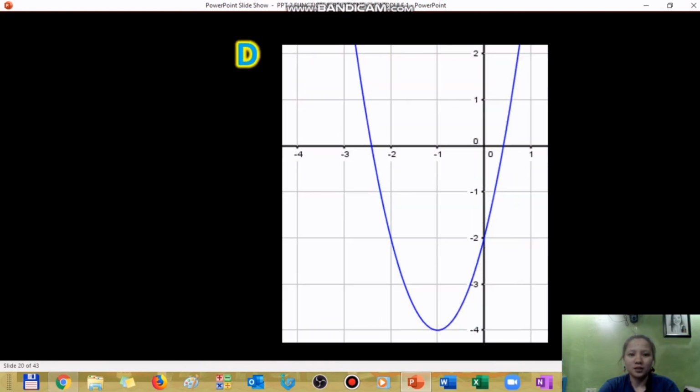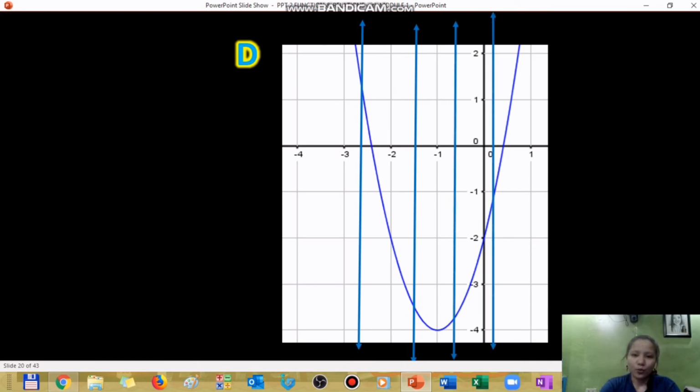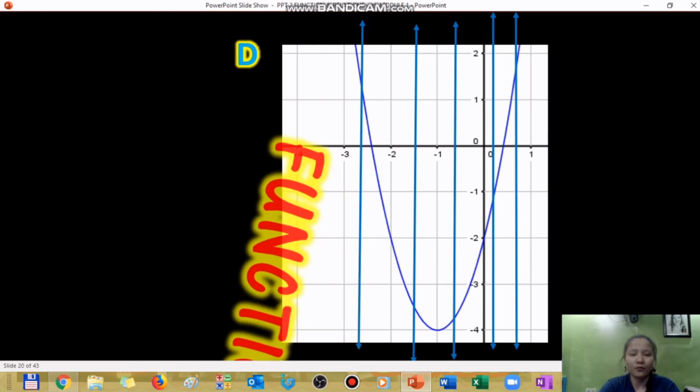Next, letter D, the last one. So we have the vertical line. Again, draw any vertical line. How many vertical lines? It's up to you. If you can already identify if the graph is a function or not by just drawing one vertical line, then that's okay. Since each vertical line that we've drawn intersects only once here, once, then we conclude that this graph is a function.